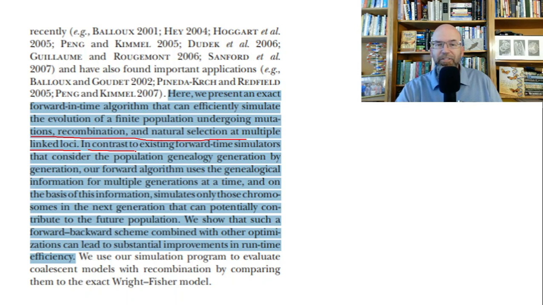In contrast to those things that we just showed, those references above, to existing forward time simulators, so they're admitting there's multiple simulators out there. So Mendel's accountant is just one of them that consider the population genealogy generation by generation. Our forward algorithm uses the genealogical information for multiple generations at a time, and on the basis of this information, simulates only those chromosomes in the next generation that can potentially contribute to further population. We show that such a forward-backward scheme combined with other optimizations can lead to substantial improvements in runtime efficiency.